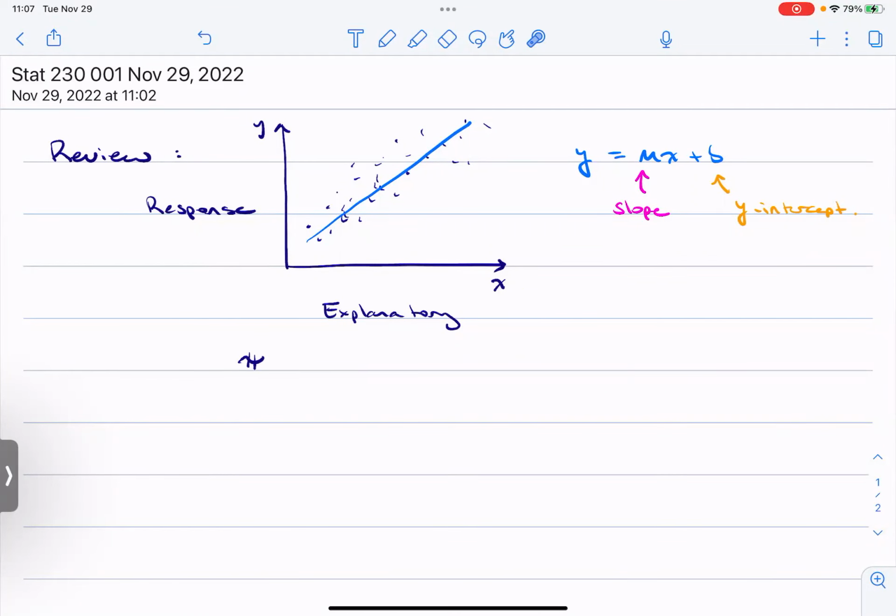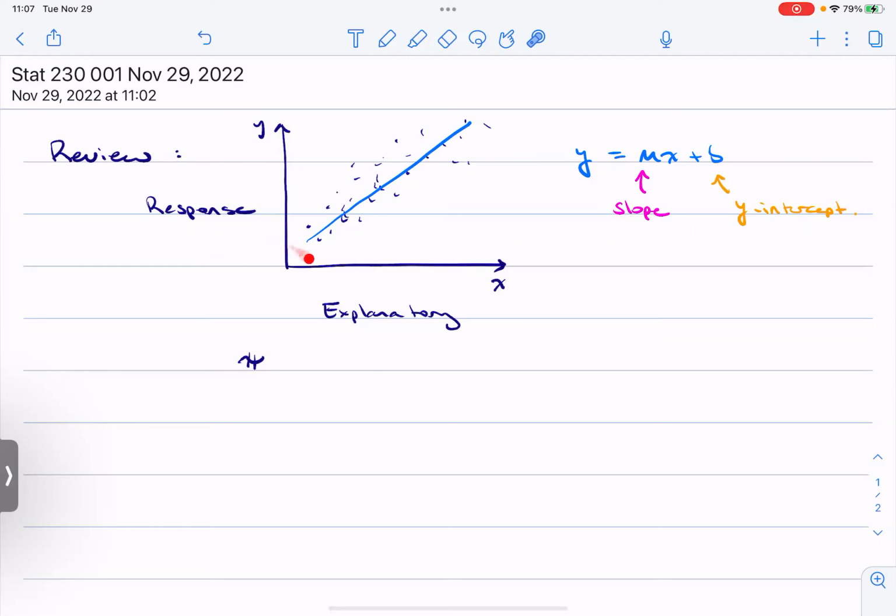Okay. Today we're going to calculate what the slope is, calculate what the intercept is, and then on Thursday I'll show you some R output so that you know how to deal with that as well. And so just kind of multiple ways that we can find the slope and the intercept.